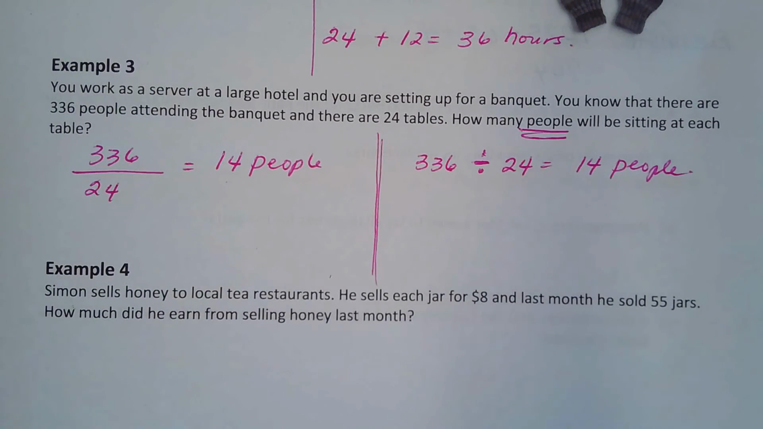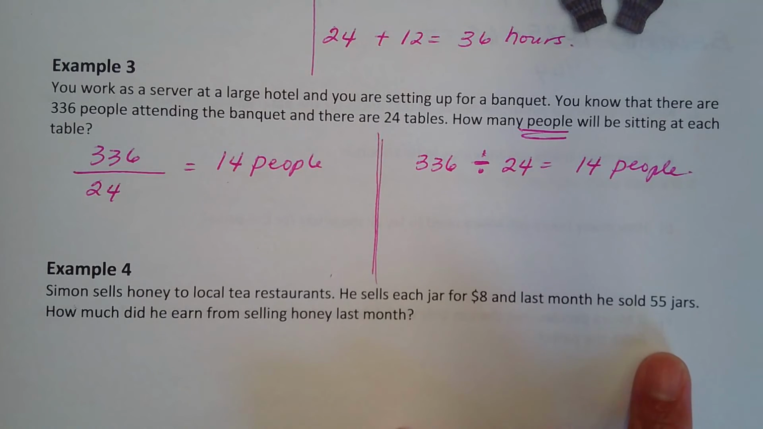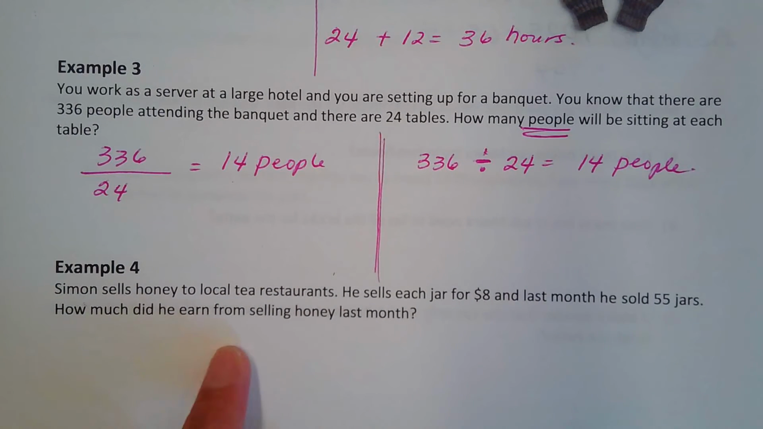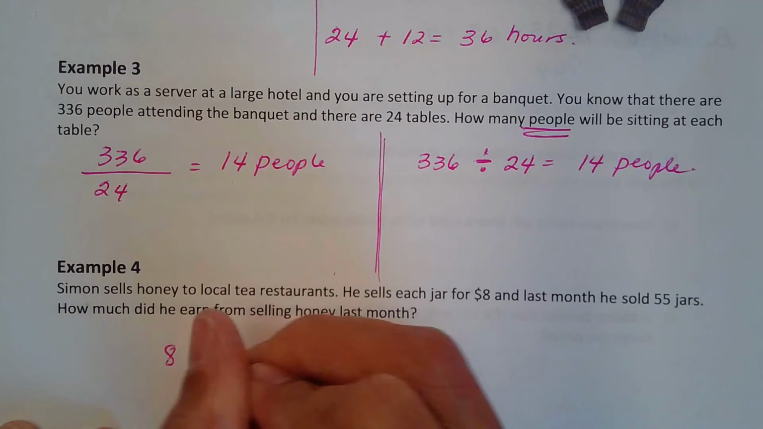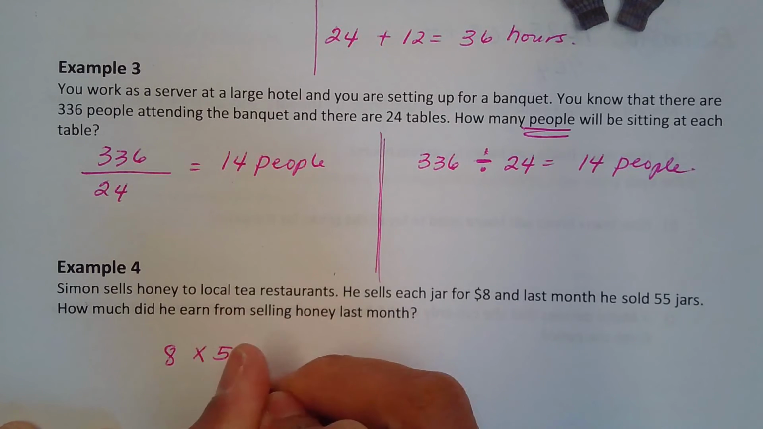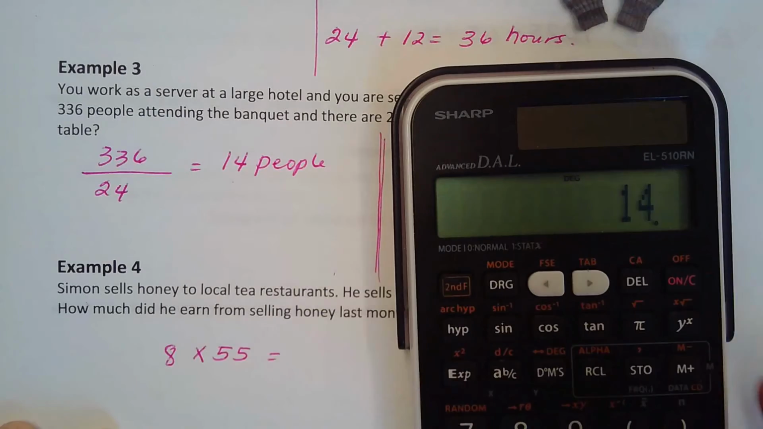Take a look at the next example. So Simon sells honey at a local tea restaurant. He sells each jar for $8. One jar for $8. And then last month he sold 55 jars. How much did he earn last month? 8 times 55. So each jar is $8, and then there's 55 of them, so 55 times 8.